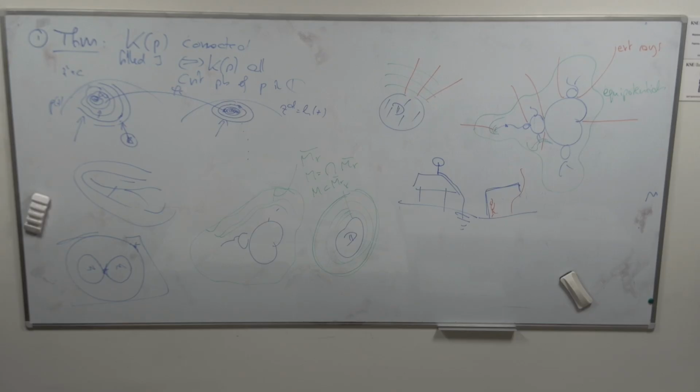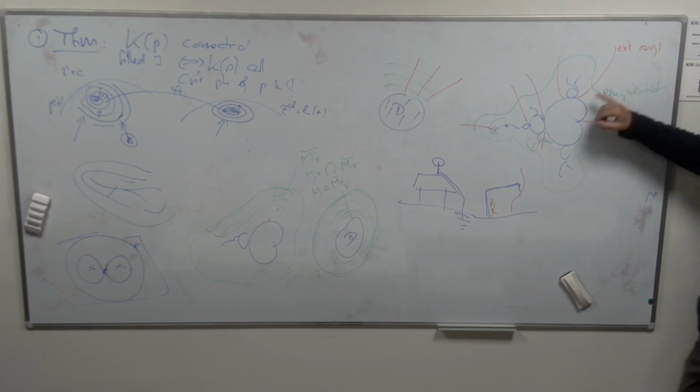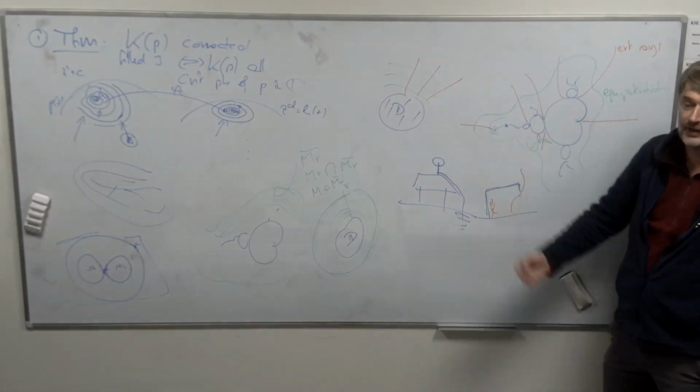So those red lines are exactly rays from infinity, conformal images of the radial lines here. This is how I define them.